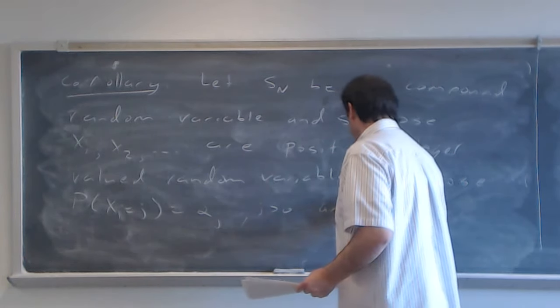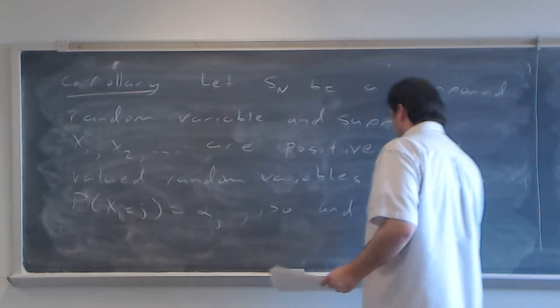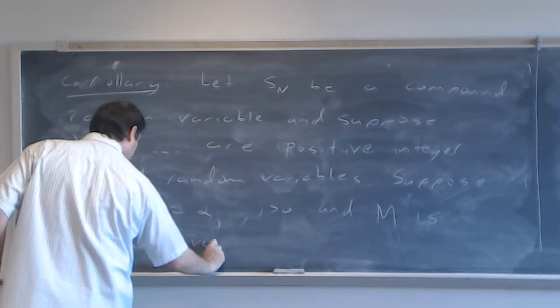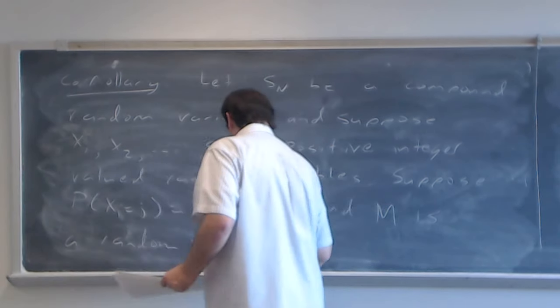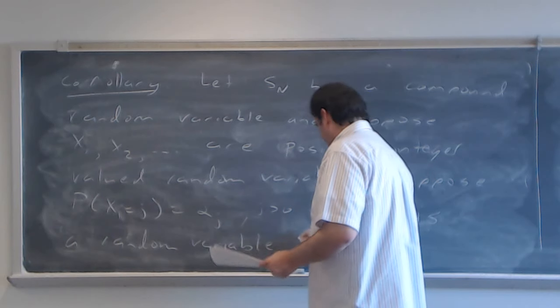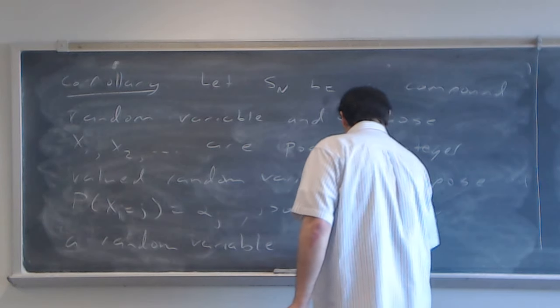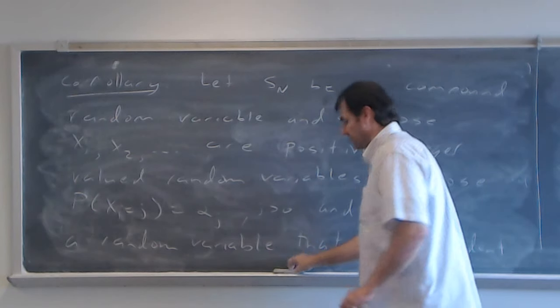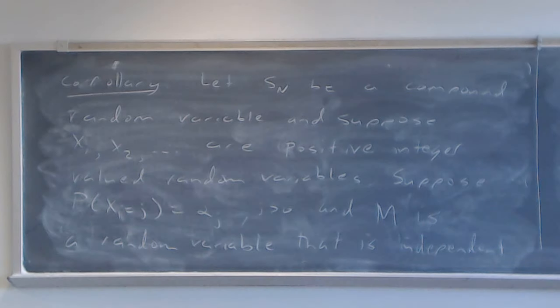And M is a random variable that is independent of the sequence of X sub i's and satisfies that probability condition. I'll write that up. That probability condition is the one satisfied in the compound random variable identity.